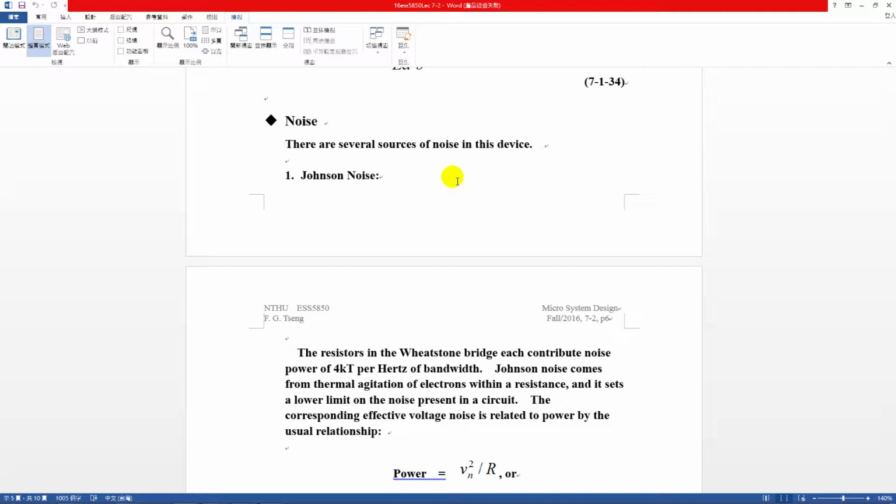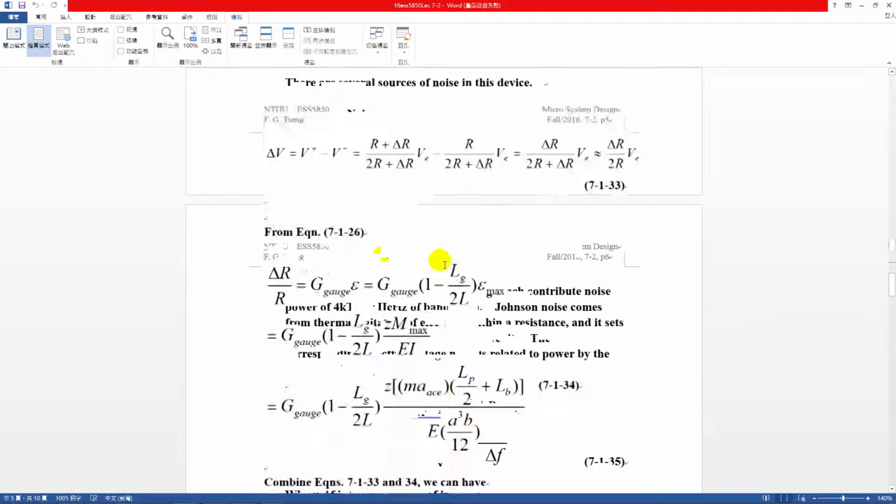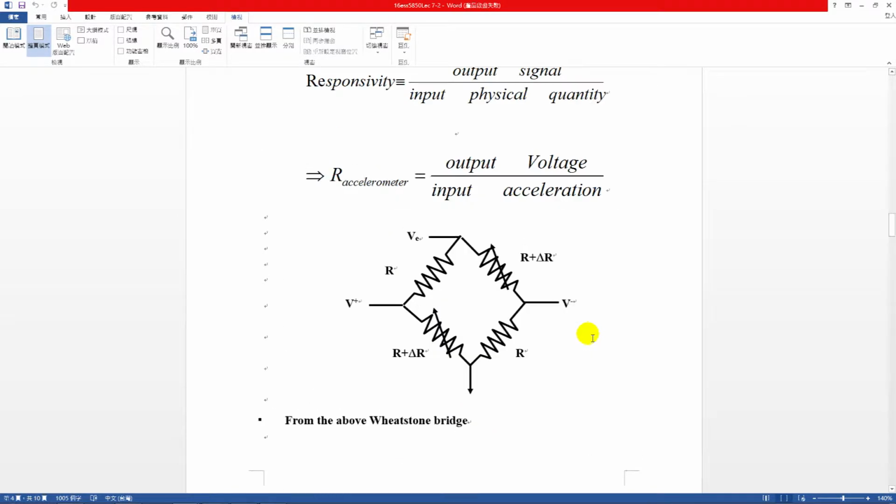Okay, so now I will focus on the first one. The first one is called the Johnson noise. As you know, if you have a resistor, there's always Johnson noise. So we have 4 resistors, unfortunately, in our Wheatstone bridge design. So each resistor will contribute a lot of noise.